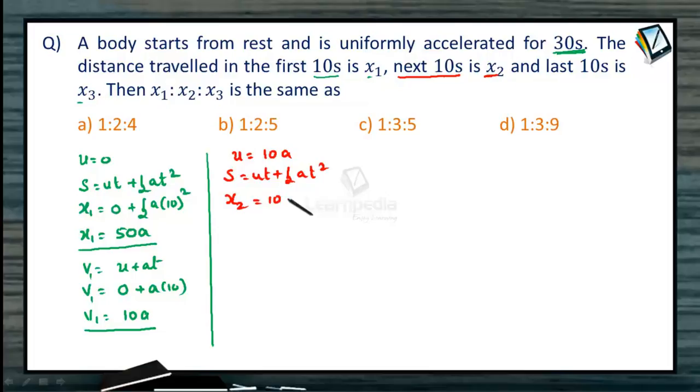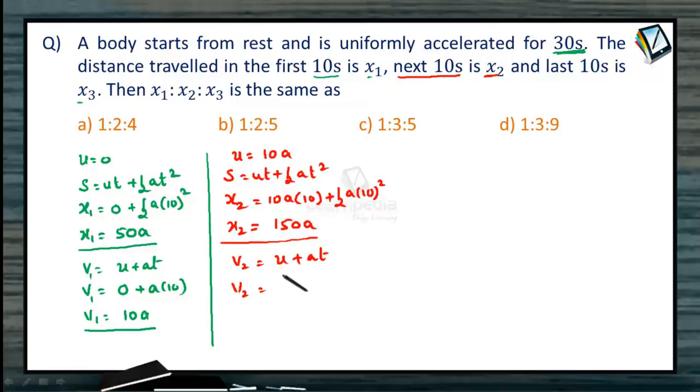x2 is equal to 10a, time taken 10 seconds, plus half of a into 10 squared. So what will x2 be equal to? 100a plus 50a, which is 150a. Right? At the end of this 10 seconds, what is the final velocity? Let us call it v2 = u + at. So v2 will be equal to the initial velocity 10a plus a into another 10 seconds, so this will be 20a. This is the velocity at the end of another 10 seconds.